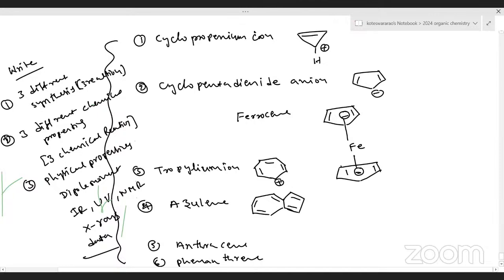Okay, that is the general chemical reactions, synthesis and chemical properties. Just simply read it and you can understand. Okay, this is about aromaticity. Today I am concluding aromaticity. From next class onwards, I am going to start heterocyclic chemistry. Later, I am going to start natural products.